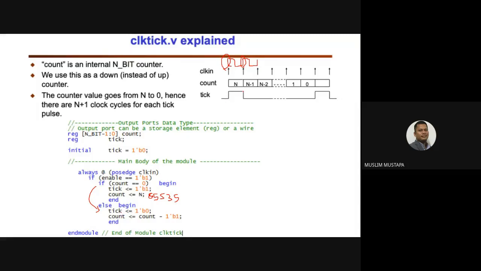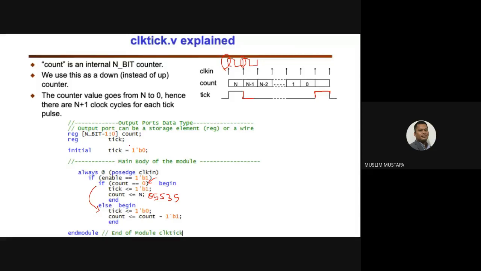That's why you see here the tick goes down to 0. And then count starts to decrease. It's going to decrease until the count value becomes 0 again. Then the tick is going to go high again. So that's about the clock tick. If you have any questions, you can let me know.